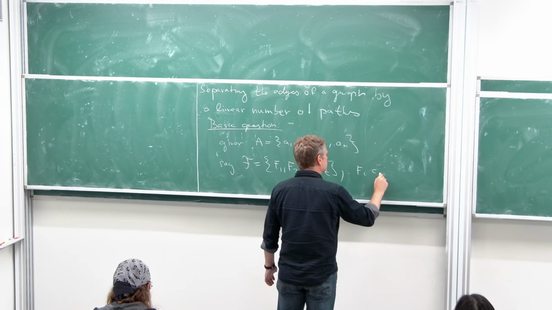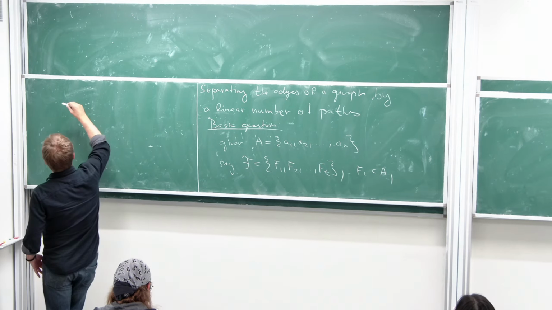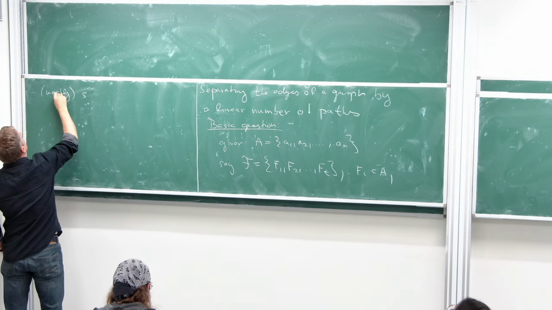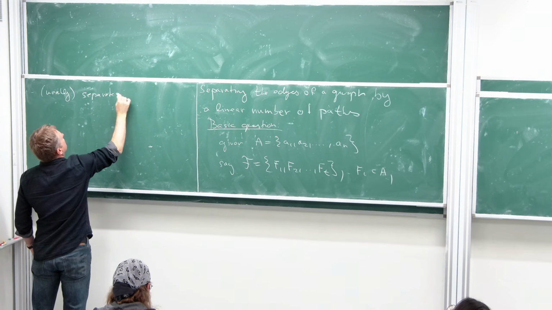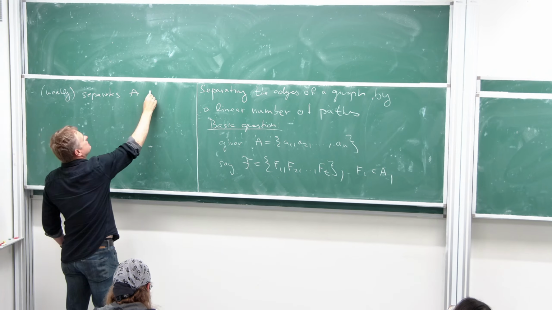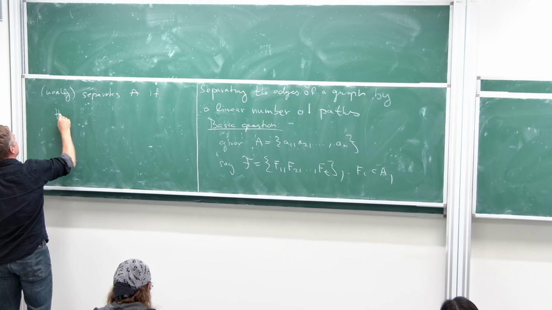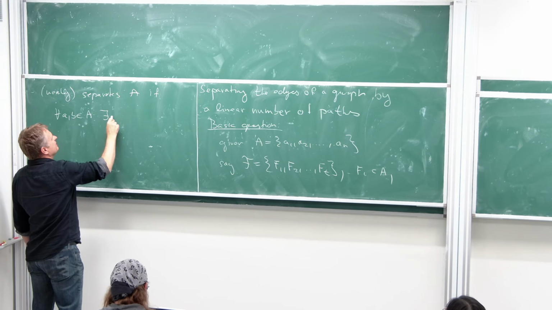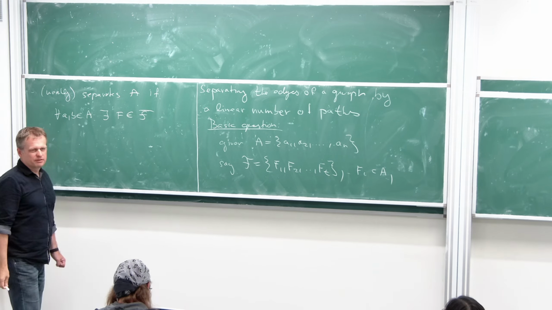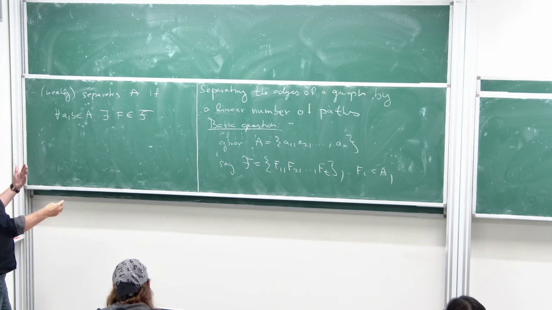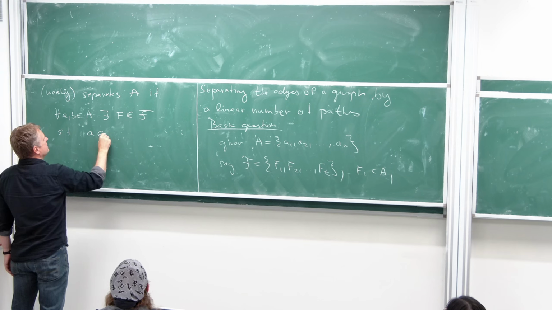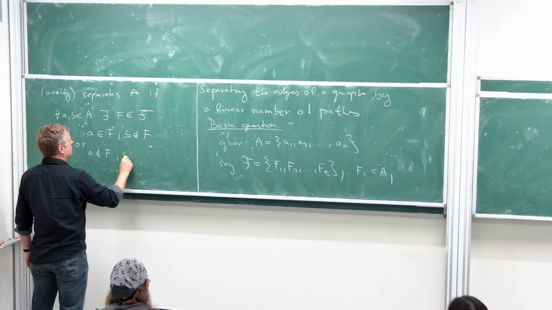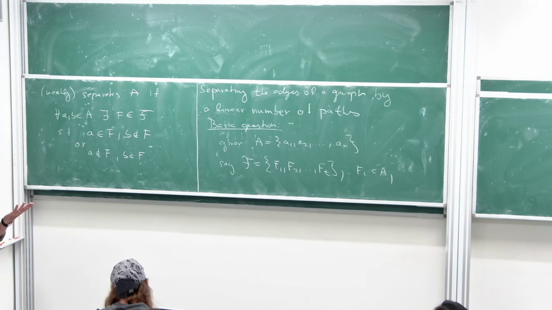And again, all Fi's are subsets of A. So this system weakly separates set A if the following property is satisfied. Whenever you take two elements a and b from A, you need to find a set in your system F with the property it can distinguish between a and b. So either a is in F and b is not there, or a is not there and b is there. Okay, so we would like to find something like this.